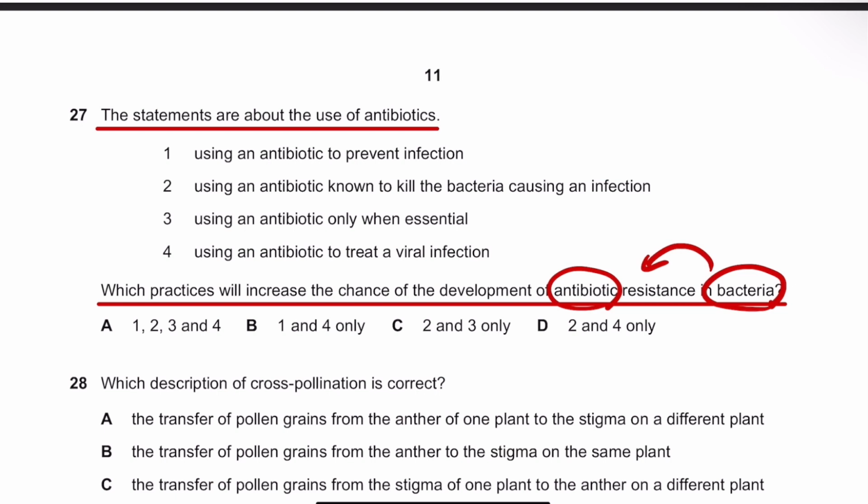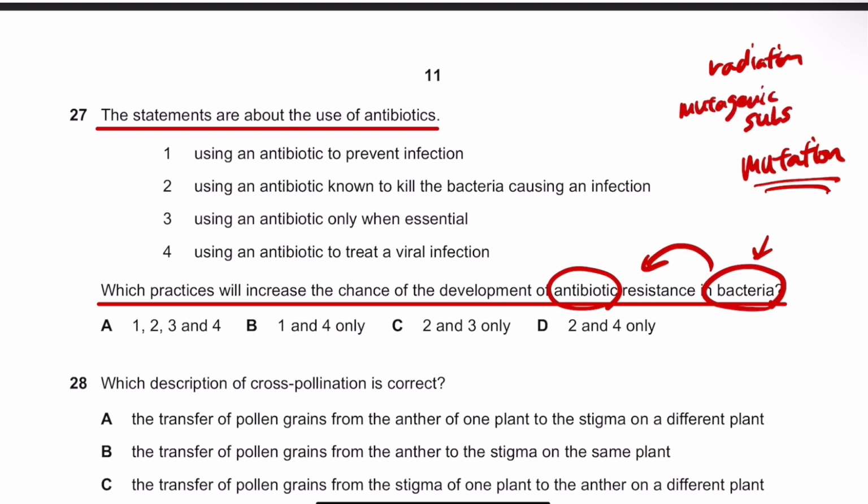How do they get formed? Usually by mutation. But how does this happen? Of course, mutation can happen by all sorts of things, usually by UV light, any sort of irradiation, and mutagenic substances. Mutagenic substances means the substances that can cause mutations, like chemical substances.